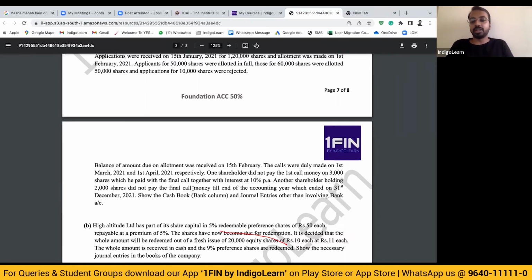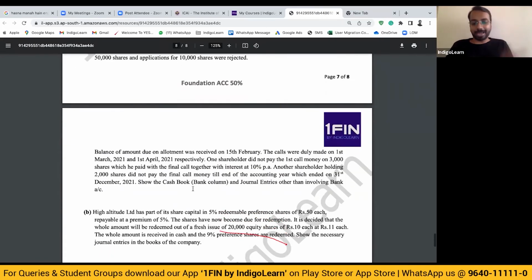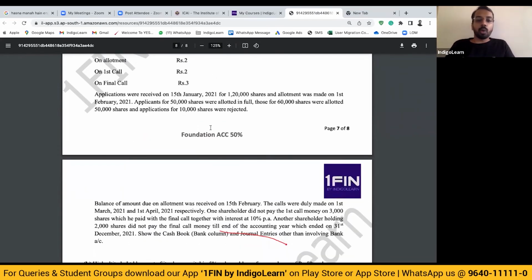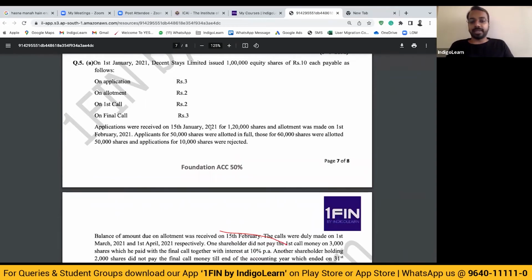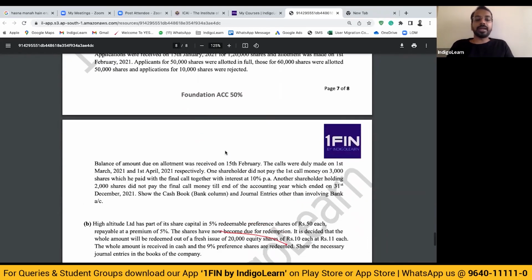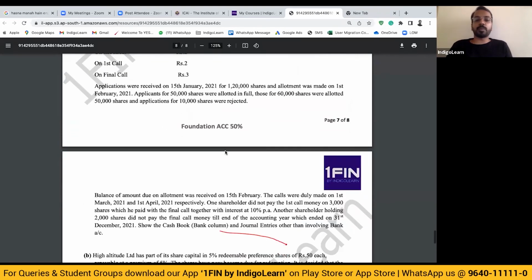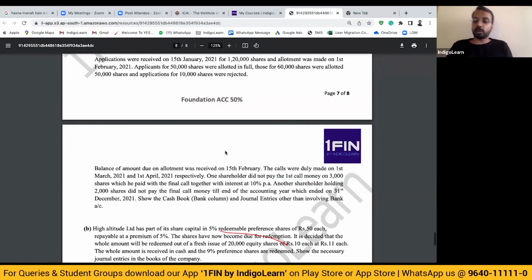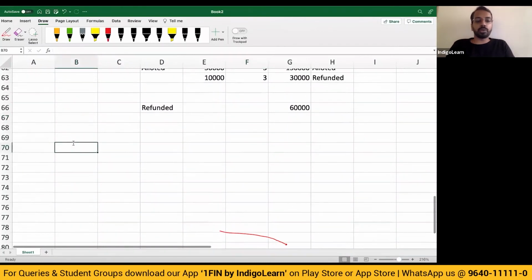So basically here you have to prepare the cash book which involves cash transactions, and journal entries which do not involve cash transactions. Okay, so once we are through with the first set of entries, that is allotment and all of that. Okay, now next case of allotment entry will be straightforward. You have to pass the allotment due entry and allotment received entry. Then you have to pass the call due entry. So let me go to call due entry directly.